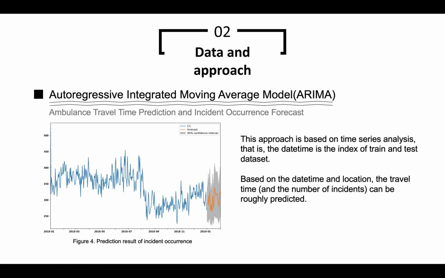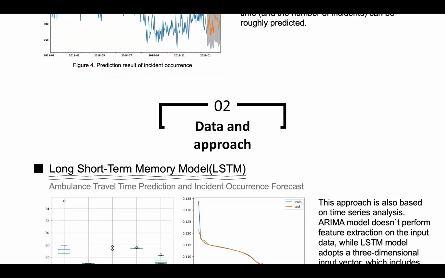Autoregressive Integrated Moving Average model (ARIMA) is based on time series analysis. That is, the date time is the index of the dataset. I tried this method to predict ambulance travel time and incidence occurrence. This approach is based on time series analysis. That is, the date time is also the index of the train and test dataset. Based on the date time and location, the travel time can be roughly predicted.